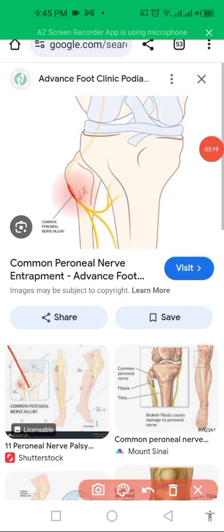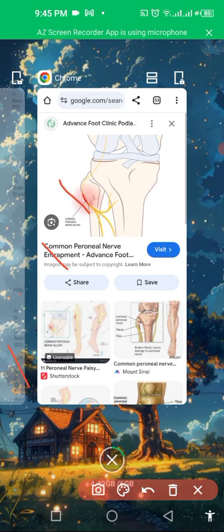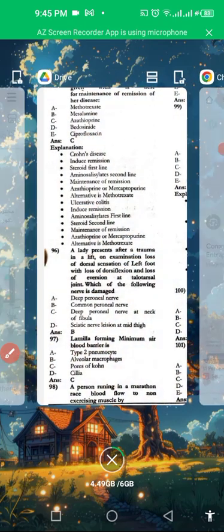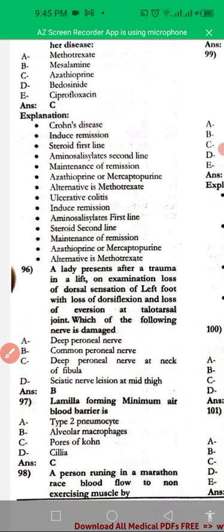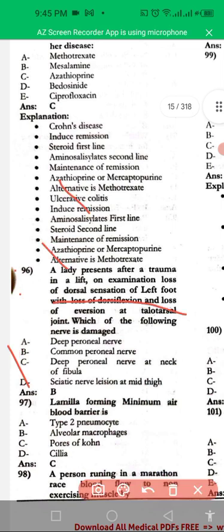Common peroneal nerve entrapment occurs. As I mentioned earlier, there is trauma and the patient has loss of dorsal sensation of the left foot and dorsiflexion, loss of eversion at the talotarsal joint. Which nerve is involved? That is the common peroneal nerve.